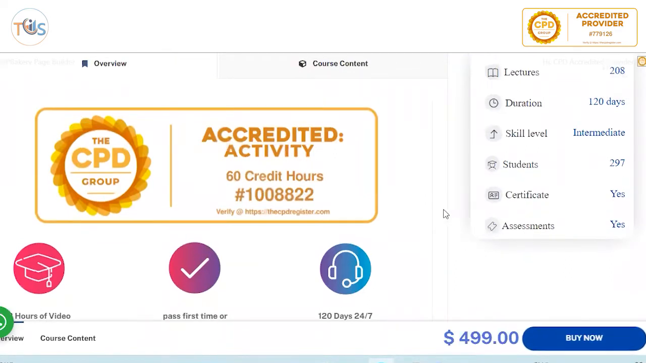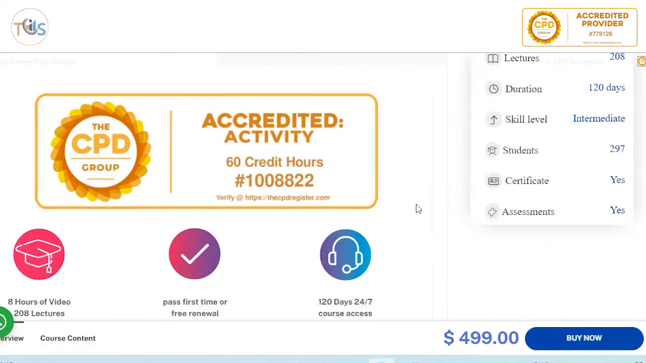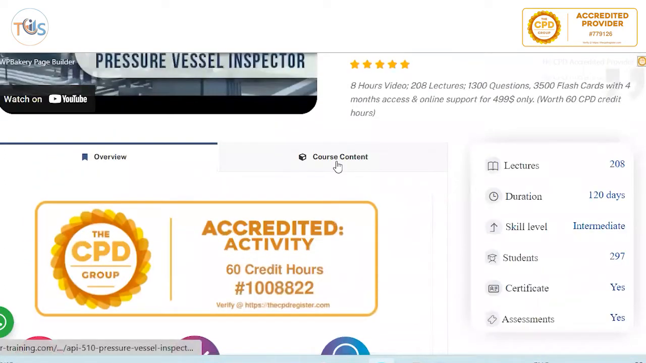All candidates at the completion of the course would receive a certificate of achievement worth 60 CPD credit hours that can be used towards their professional development, such as chartered engineer, professional engineer, incorporated engineer, and the like. If you pass this course first time or have a free renewal, you get 120 days, 24/7 course access.